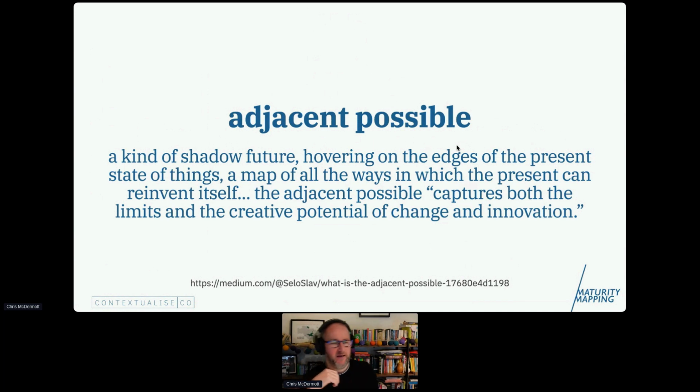And we quite like this phrase by Stuart Kauffman called the adjacent possible. So we consider, when we are looking to improve, what is the adjacent possible? That's a kind of shadow future hovering on the edge of the present state of things, a map of all the ways in which the present can reinvent itself. The adjacent possible captures both the limits and the creative potential of change and innovation in a space. Something else that we do in this space, but I won't go into, is we sometimes use a practice from the Cynefin family of practices called Four Corners contextualization, which helps us understand what that adjacent possible may be.